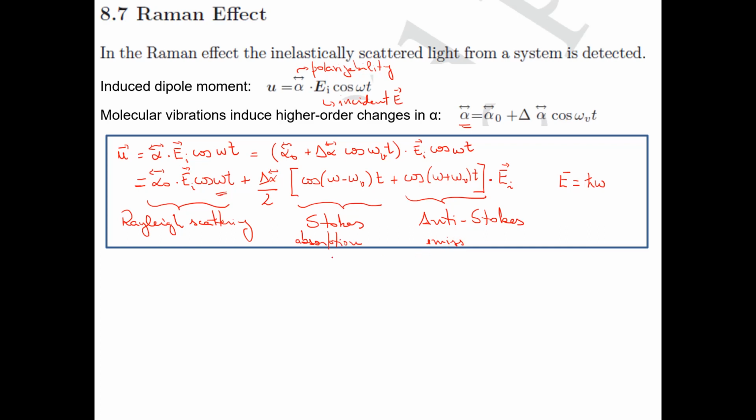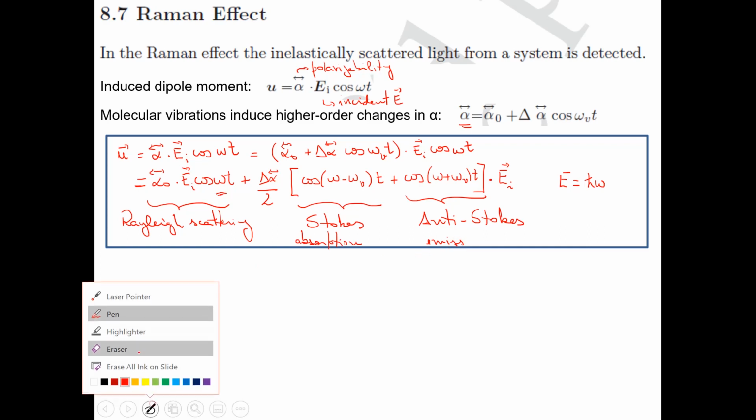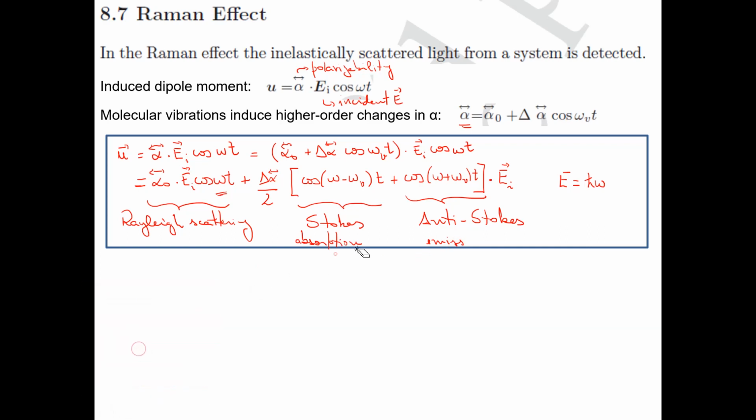So that's the other way around, sorry. In this case, it's the emission of a phonon, and in this case we have the absorption of a phonon, right? And this summarizes the Raman scattering.